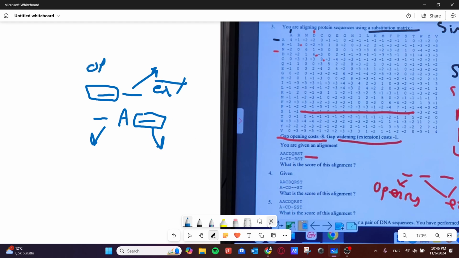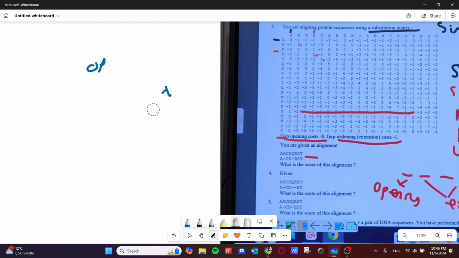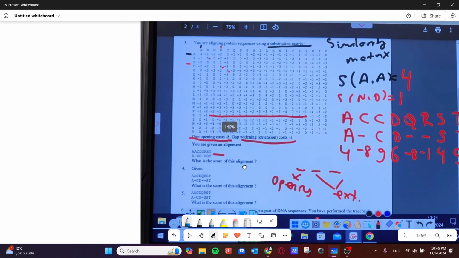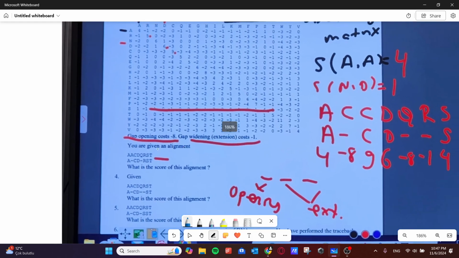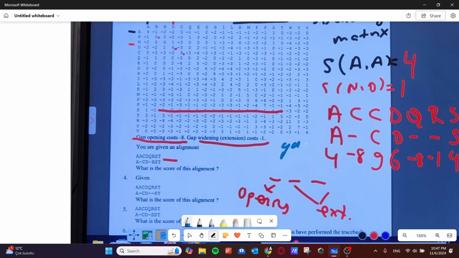Okay? This is extension. This is opening. So we have the gap opening equal to -8 and the extension is equal to -1. We can call the gap extension, by the way, widening. Okay, guys, be careful.